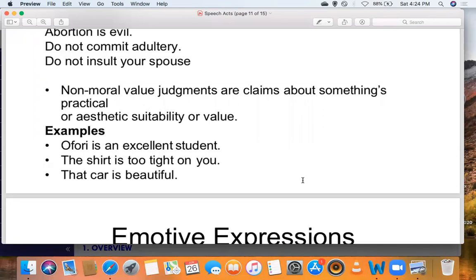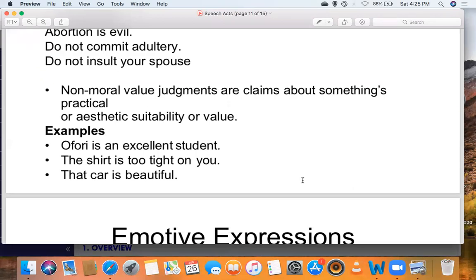Ofori is an excellent student. That shirt is too tight on you. Now, the tightness of some clothing, or how fitting a clothing is, is also a value because it relates to how the clothing is serving you. A piece of clothing is supposed to protect you from the weather, and it's also supposed to make you look good. So for it to be too tight is a value judgment. It's a non-moral value judgment.